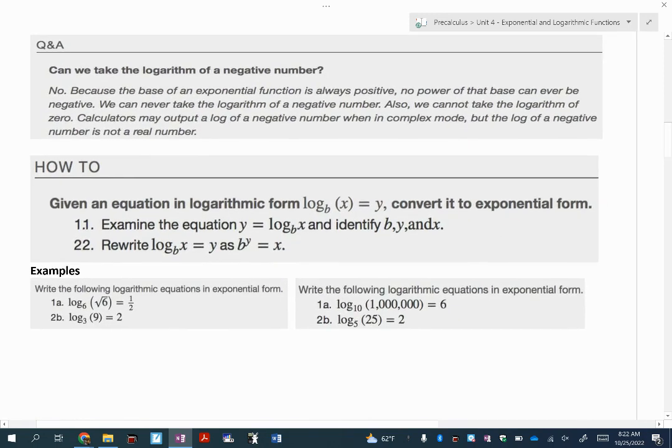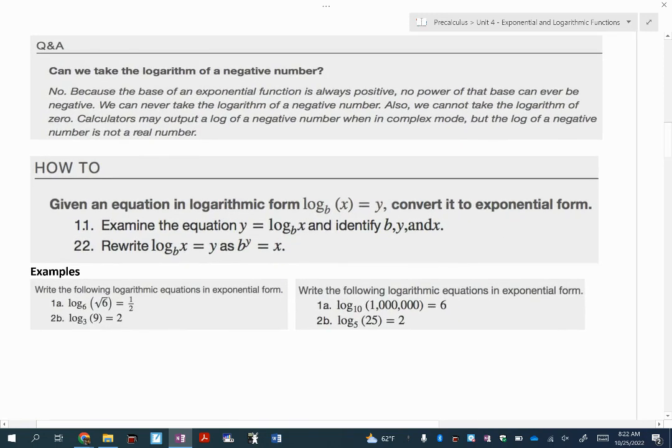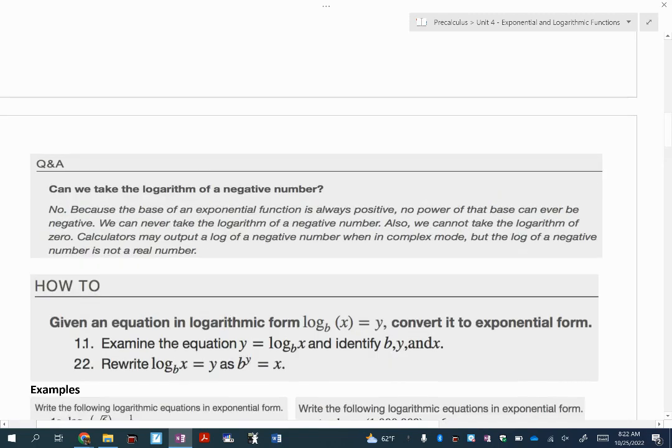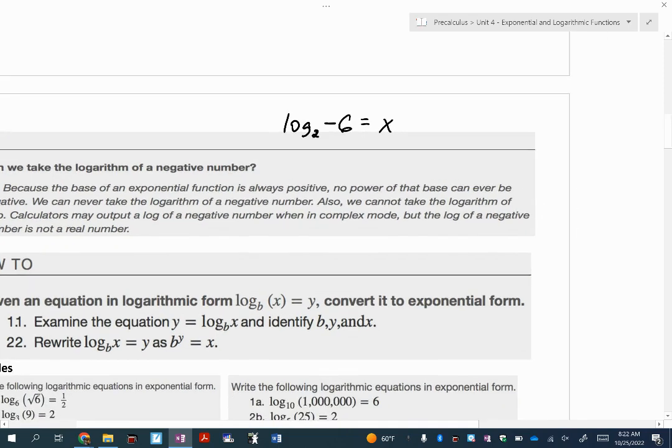One quick note about logarithms: you can never take the logarithm of a negative number. Bases always have to be positive, so I'll make up a base, let's say 2. Log base 2 of negative 6 equals, I'll just put x. If I swoop, that's 2 to the power of x equals negative 6.